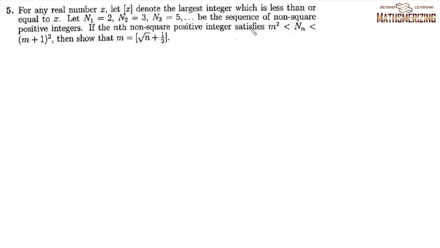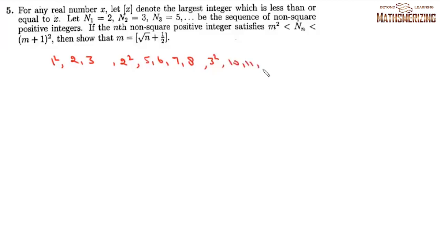Now question number 5 is, let n1 equals 2, n2 equals 3 and n3 equals 5 be the sequence of non-square positive integers. If the nth non-square positive integer satisfies m² less than nn less than (m+1)², then show that m equals the greatest integer function of √n + 1/2. Now if we consider square numbers, there are 1 square and then 2 square, 3 square. Now between 1 square and 2 square we have 2, 3. Here we have 5, 6, 7, 8.